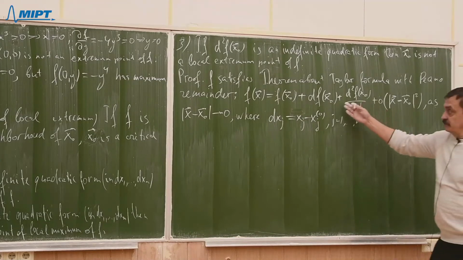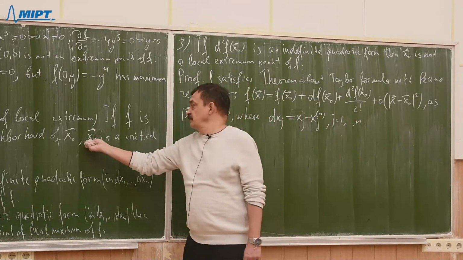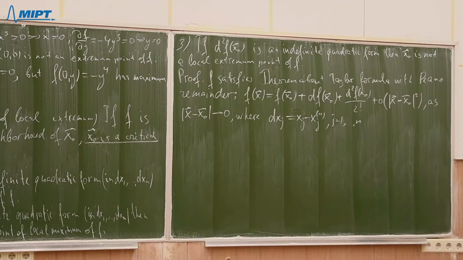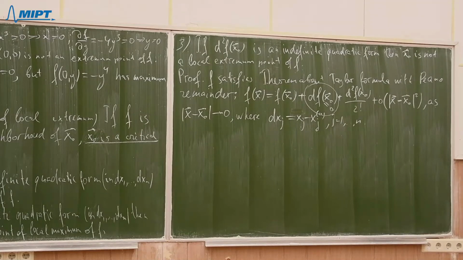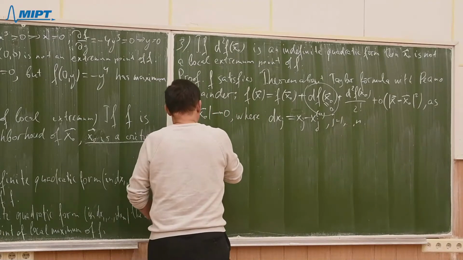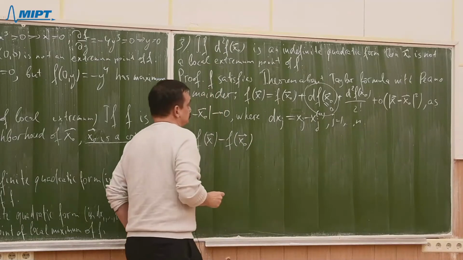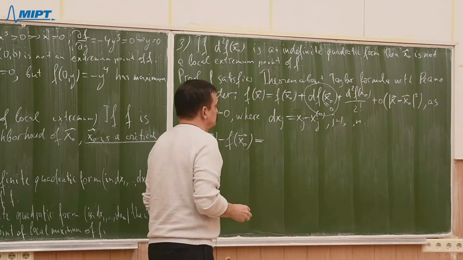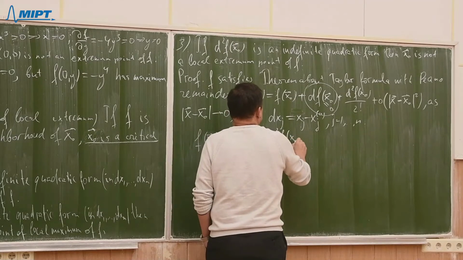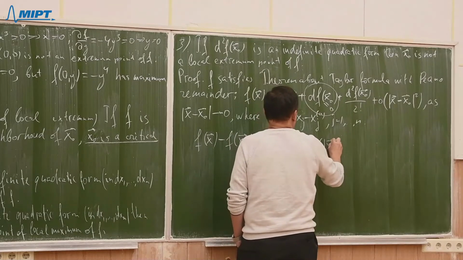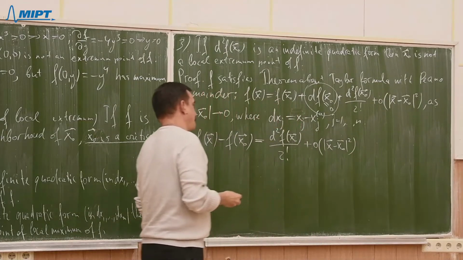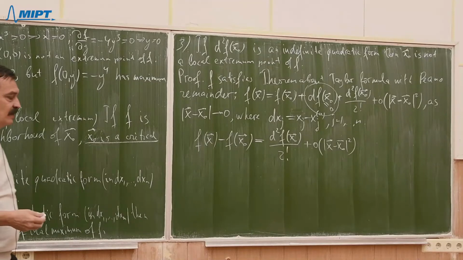Okay, that is in general, but we know that x naught is a critical point. And what does it mean that x naught is a critical point? It means that the differential is identically 0, by the definition of the critical point. So we can write f of x minus f at x naught equals the second differential at x naught over 2 factorial plus little o of the norm of x minus x naught squared.